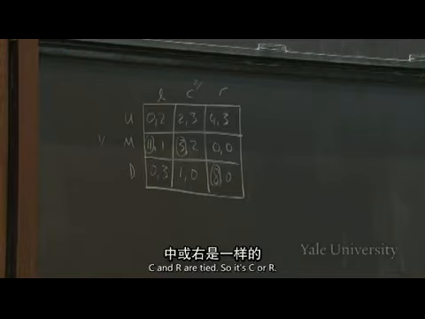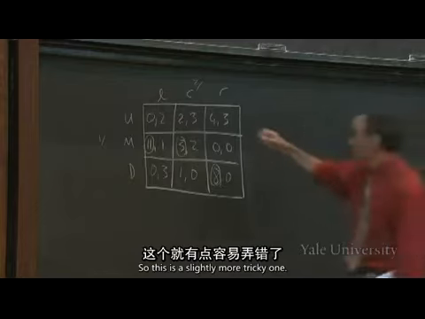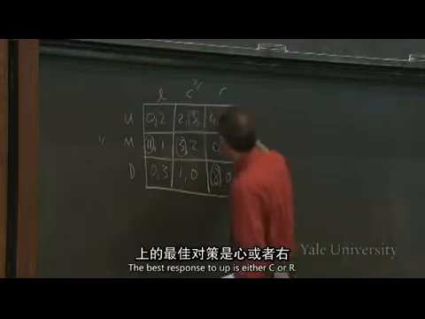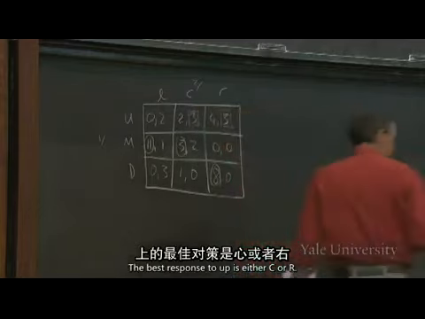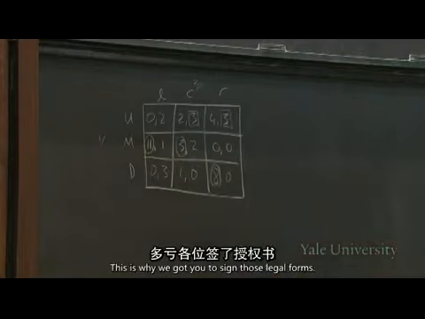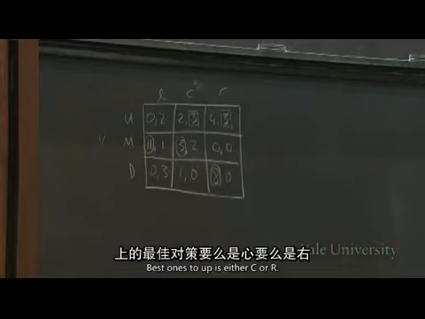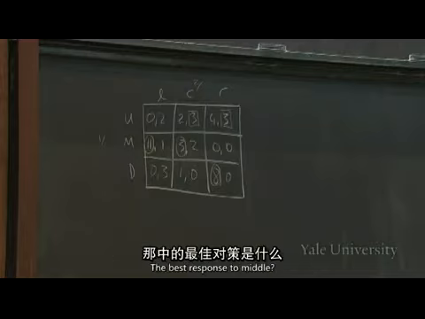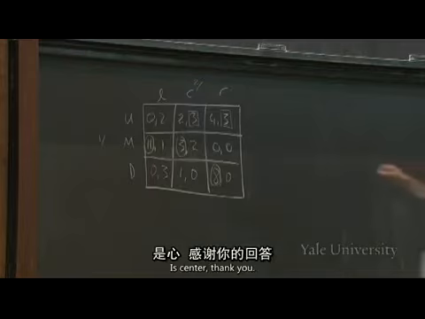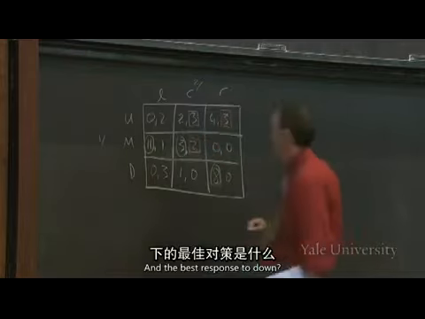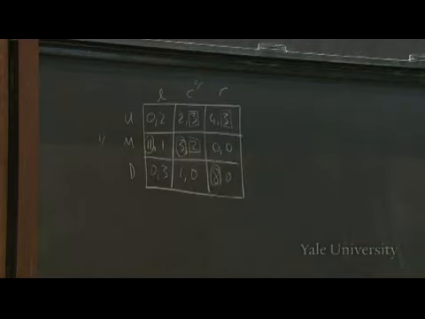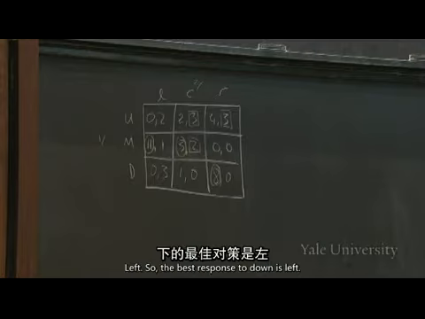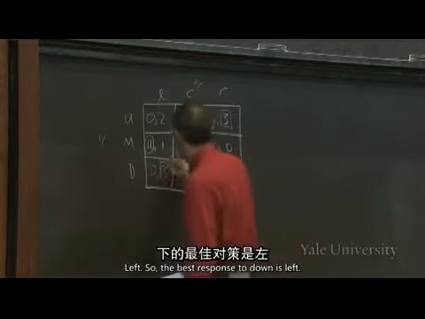C and R are tied. So C or R. All right. So this is a slightly more tricky one, right? The best response to up is either C or R. This is why we got you to sign those legal forms, right? Okay. Best response to up is either C or R. The best response to middle? Center. Is center, thank you. And the best response to down? Left. All right, so the best response to down is left.